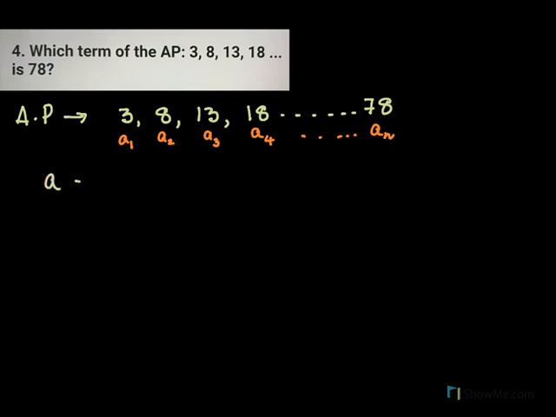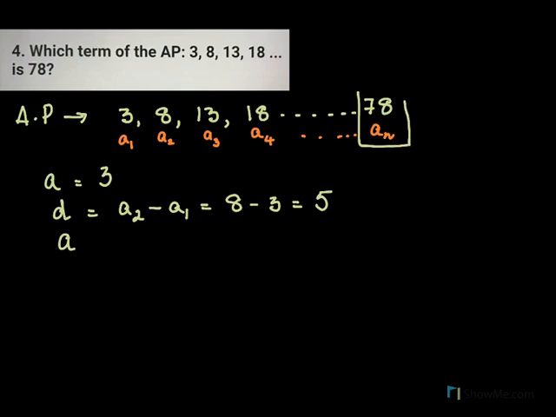So we start: A equal to 3. Now to find D, it is A2 minus A1, that is 8 minus 3, and that would be 5. Our AN, here we have AN is 78. We know our formula, AN equal to A plus (N minus 1)D.